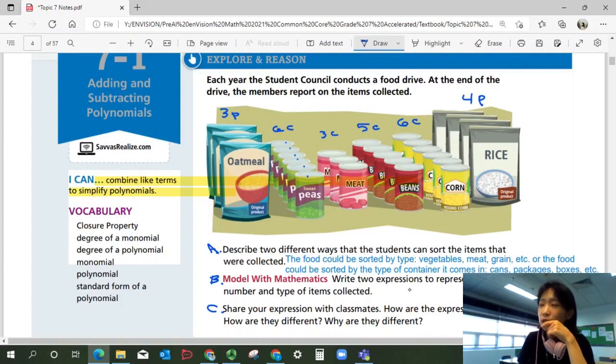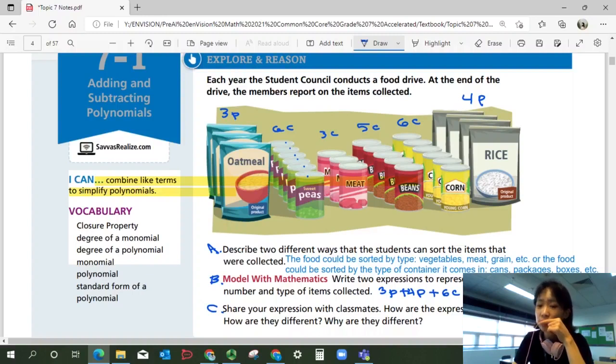So then you can write the expression 3p plus 4p plus 6c plus 3c plus 5c plus 6c could be our expression, and you want to write another expression to represent it. So you can add the like terms and say I have 7 packages total, and then 6 plus 3 is 9 plus 5 is 14 plus 6 is 20. 7p plus 20c. So 7 packages and 20 cans. Share your expressions with classmates.